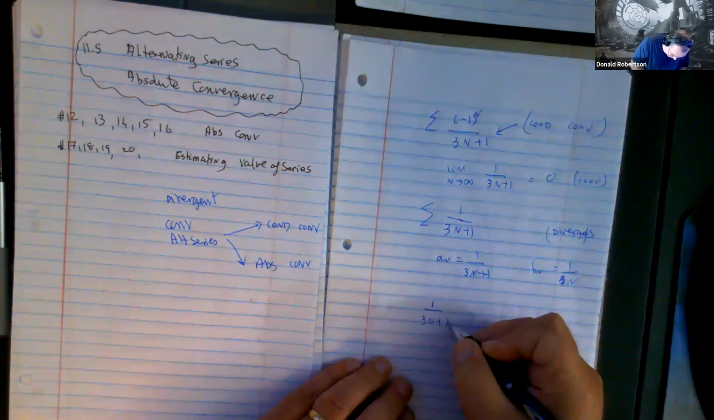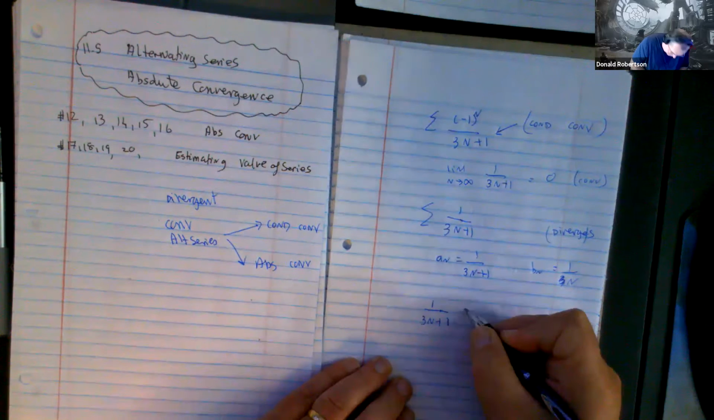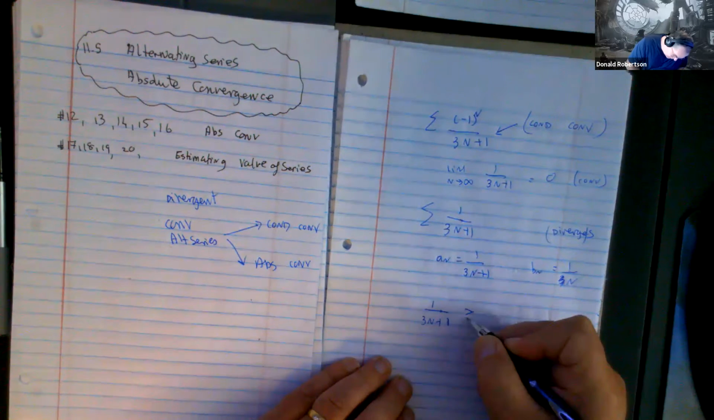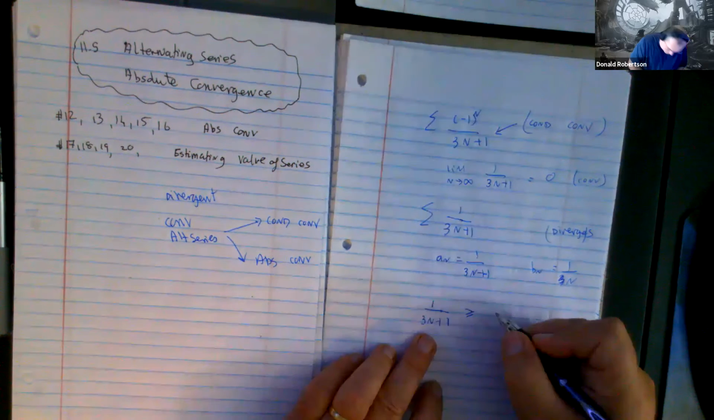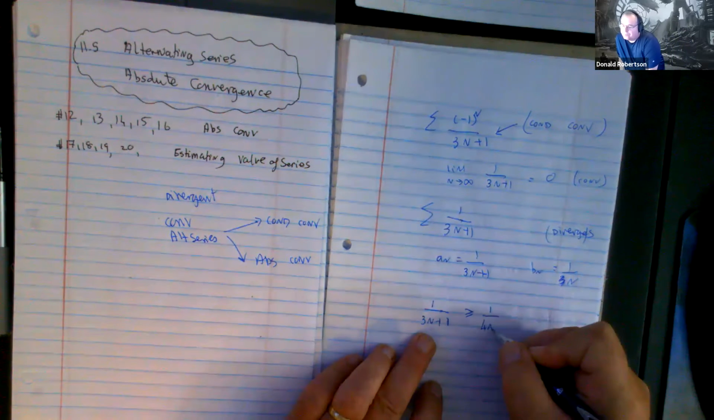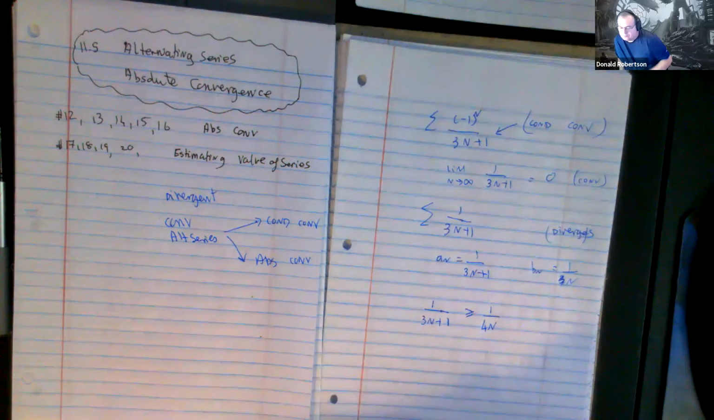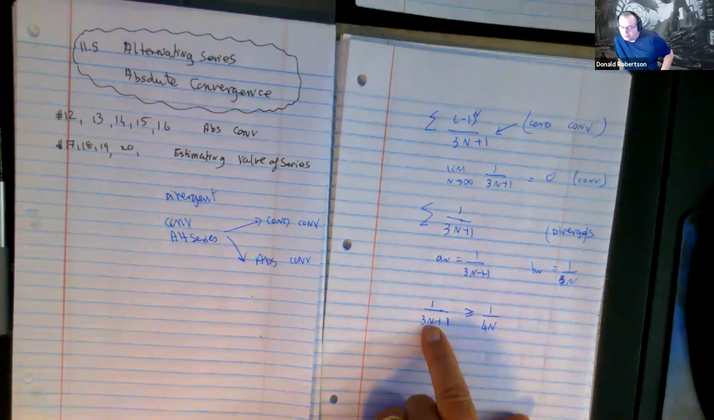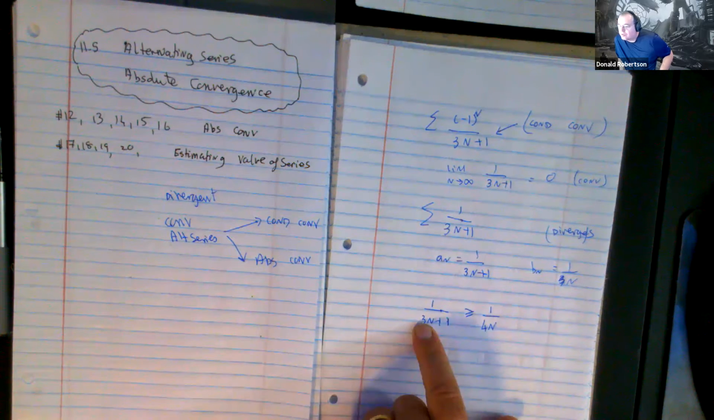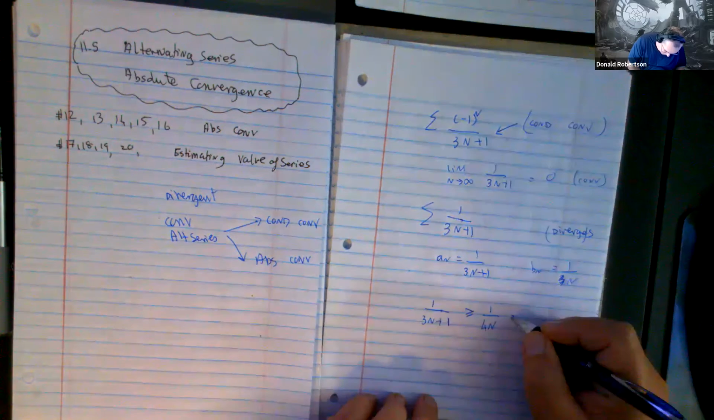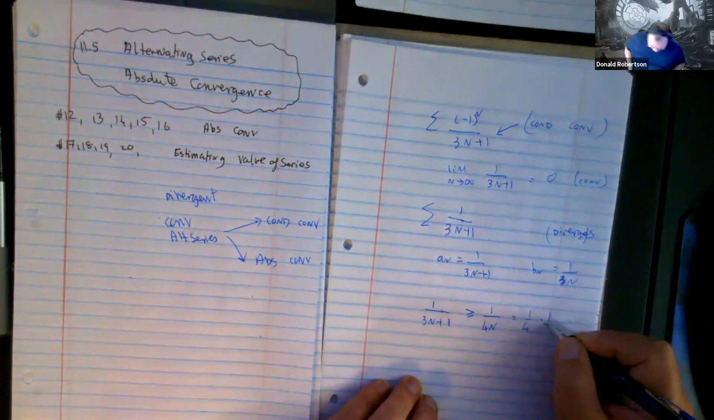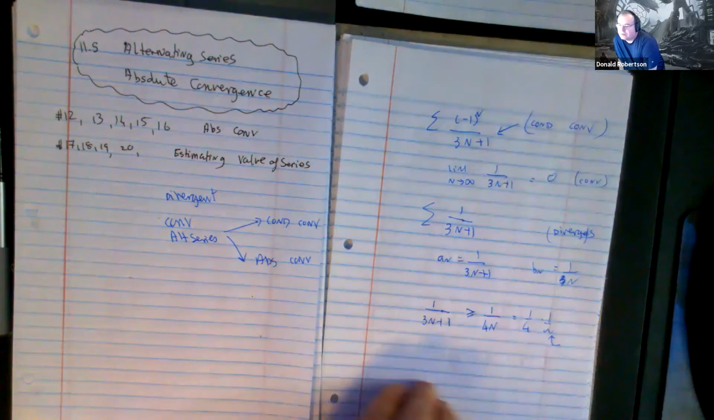That would work. If you wanted to do it a slightly different way, couldn't you take this guy and say that he is bigger than that guy? Isn't 3n plus 1 smaller than 4n? So 1 over 3n plus 1 is bigger than 1 over 4n. And that guy, if you write him like that, he diverges, doesn't he? So it would work like that.